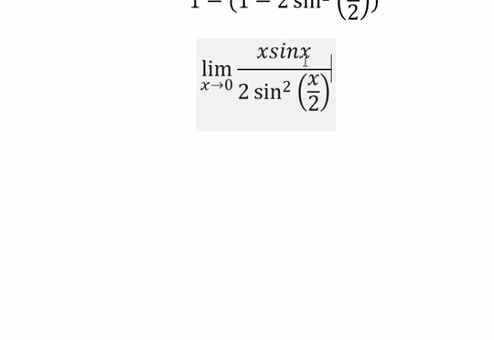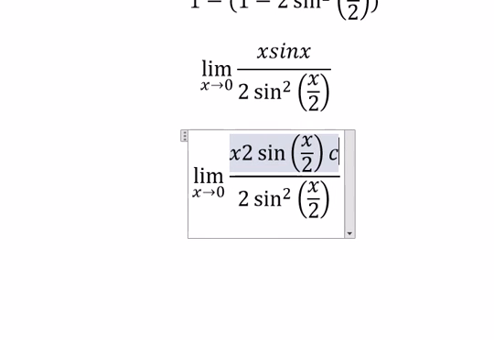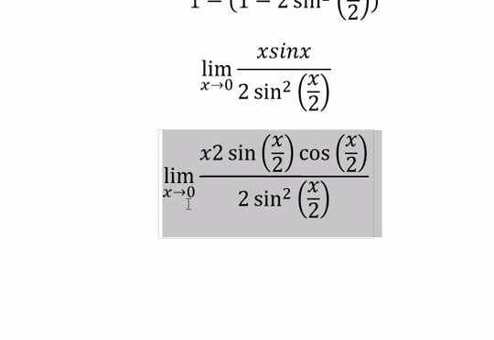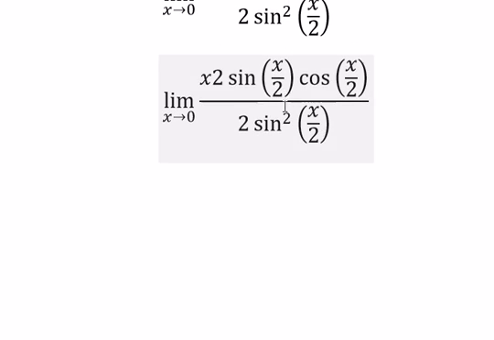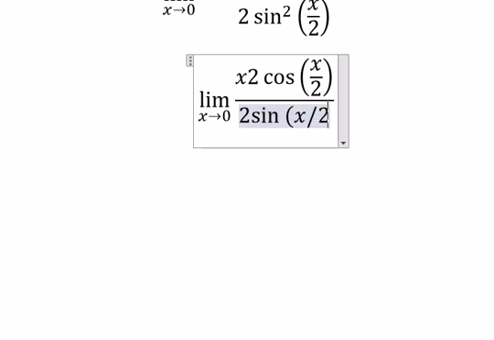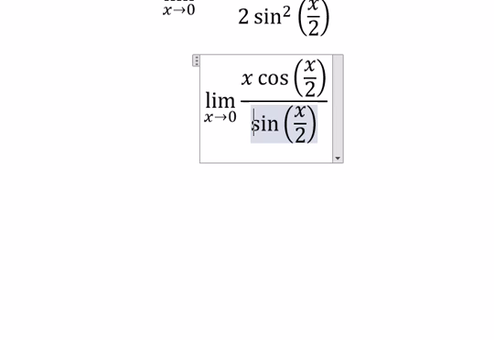And the next step, that's about sine x. About sine x, we can put 2 sine x over 2 cosine x over 2. This one they will cancel. Number two, they will cancel. If we put number 0 in here, you get 0 over 0.